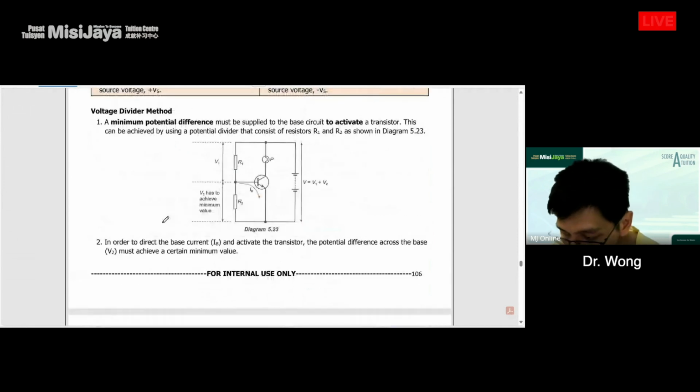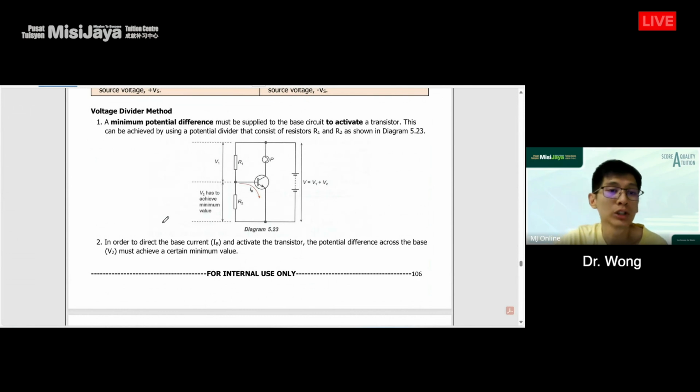The second function is about the voltage divider method, or potential divider. Normally we also call this a potential divider, which is more appropriate, because voltage is like the unit. A minimum potential difference must be applied to the base circuit to activate a transistor, and this can be achieved by a potential divider that consists of resistors R1 and R2.